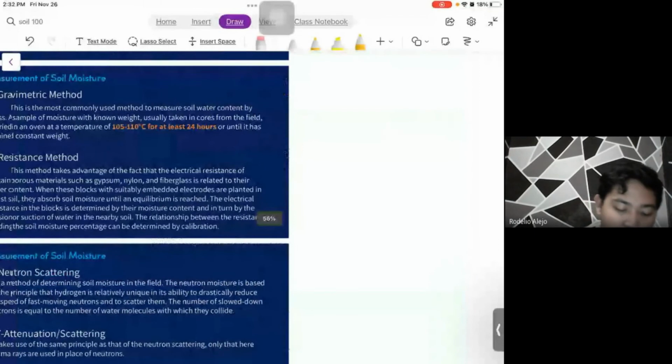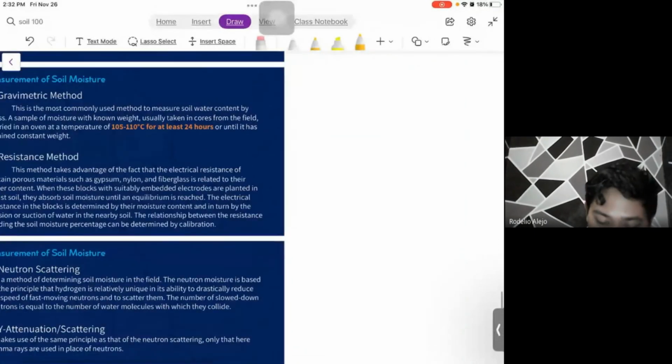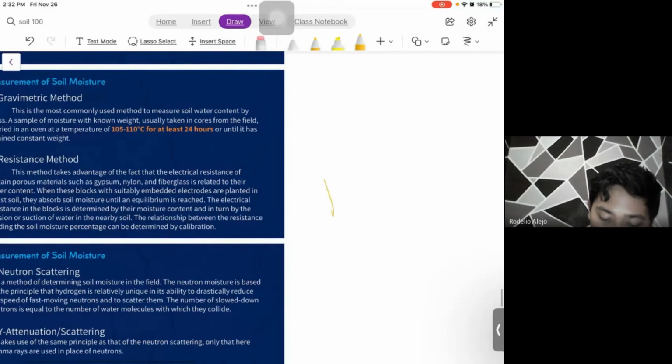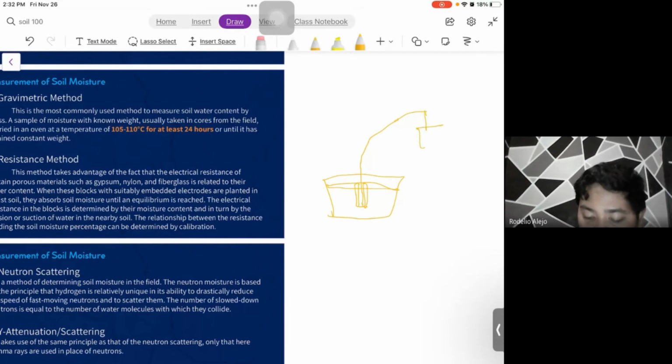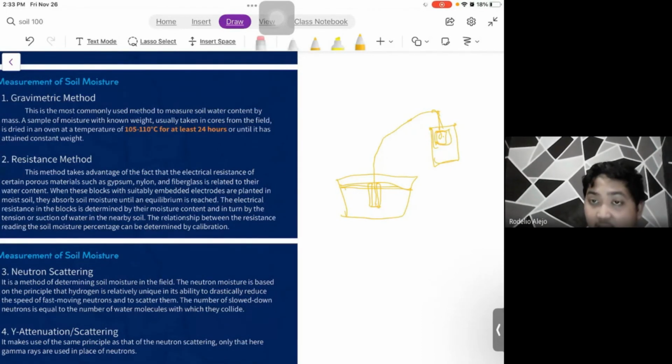So karaniwan, ito yung with the use of gypsum block. So I have experienced it. For example, ito yung pot nyo with soil, may soil dyan sa ilalim. Then may ilulubog dyan na gypsum block. So ganyan yung itsura nun. Then may electrode dahil yung resistance. So may digital measurement yan. Dito mareread kung ilan yung moisture content mo, by percent. So yan yung resistance method. Ganyan lang siya. Inilalagay siya sa loob ng lupa or iniiwan siya doon.